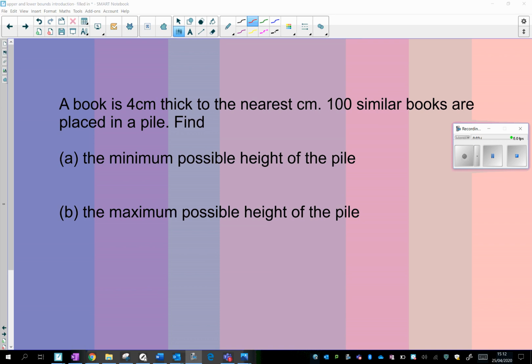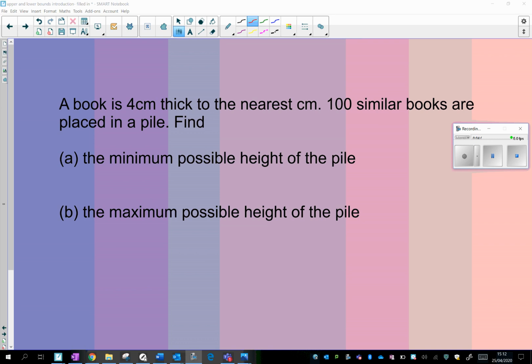Okay, let's have a look at the idea here. So a book is 4 centimeters thick to the nearest centimeter. 100 books are placed in a pile. What is the minimum possible height of the pile? Now, what you must understand here is that you don't just do 100 times 4.